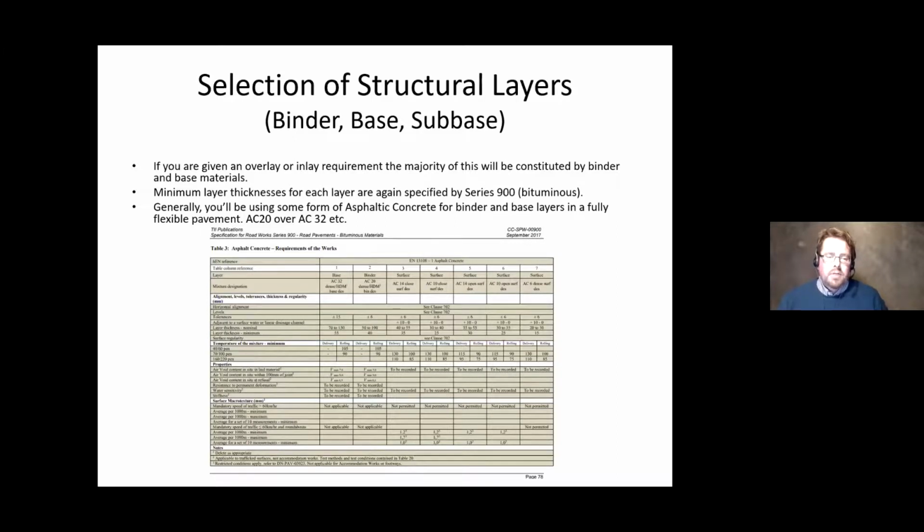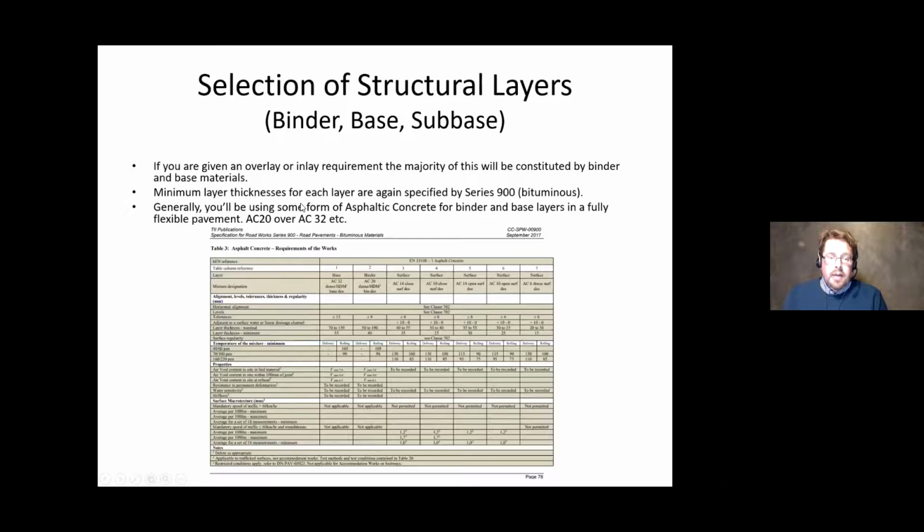In terms of determining the thicknesses here, again, you're driven by the nominal and minimum thicknesses for each material. Generally in this country, your binder and base layers are going to be asphaltic concrete, old DBM. So it'll either be AC20 for binders or AC32 for base material. And these are the minimum thicknesses you're looking at, or your nominal thicknesses. If you know what your overlay requirement is, it's a matter of splitting that on a cost-effective basis and looking at what your structure is going to be on top of that.